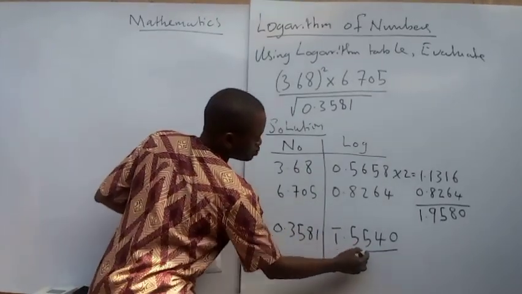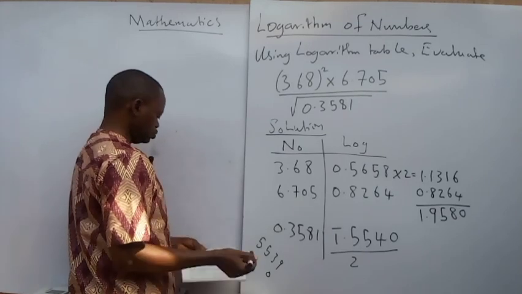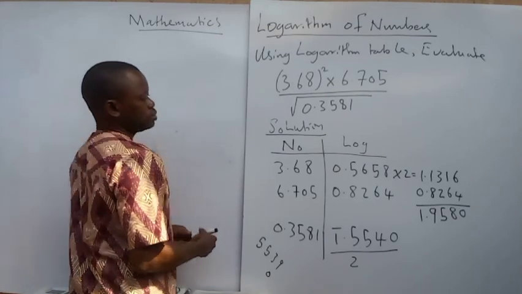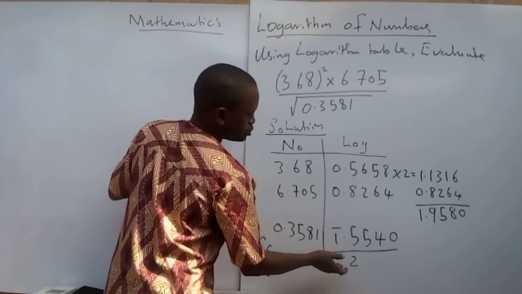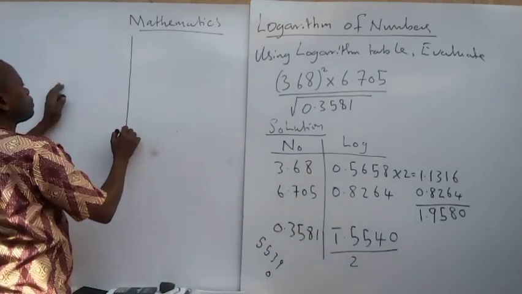There is a root here. It means that this will be divided by 2. That's the meaning. It will be divided by 2. Okay. And let me continue over here.